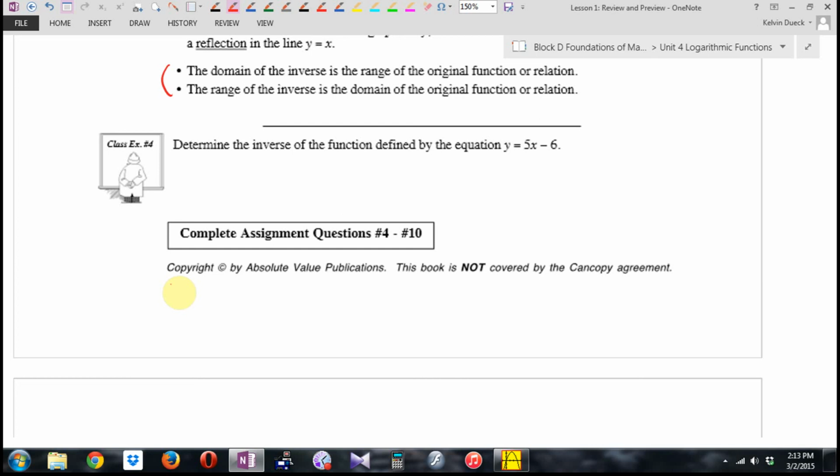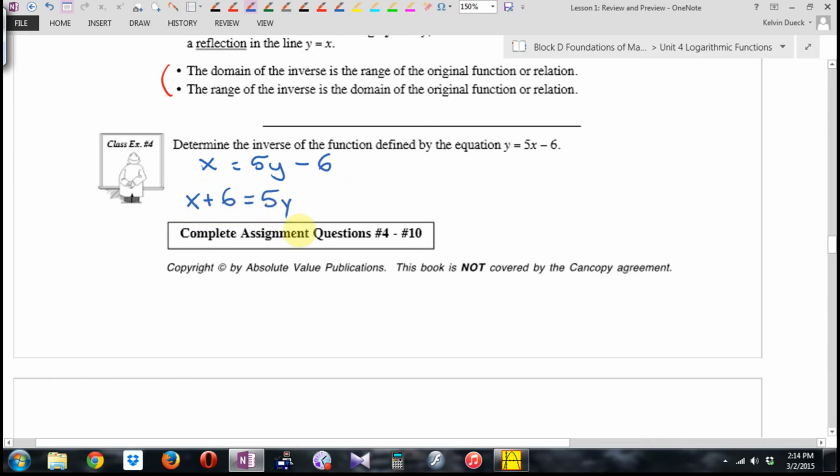Example 4 says, determine the inverse of a function defined by that equation. Oh, how do I find the inverse of an equation? So I would start out by going like this. x equals 5y minus 6. But I wouldn't stop there because my calculator can't graph that. The next step is get the y by itself. How would I get the y by itself? What would I do first? Add 6. So this is the same as x plus 6 equals 5y.